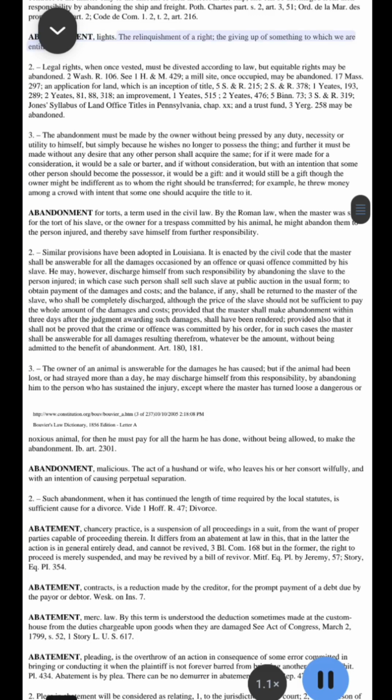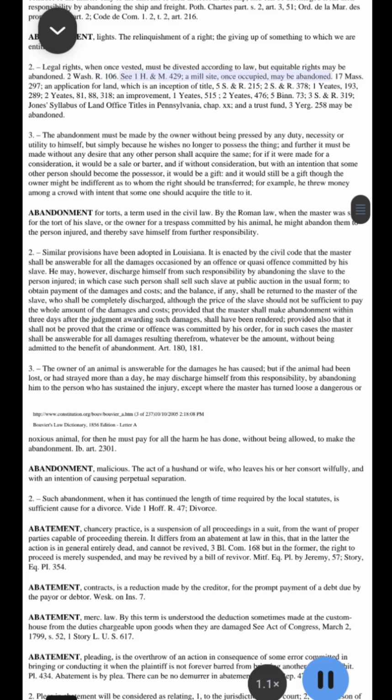Abandonment, rights. The relinquishment of a right, the giving up of something to which we are entitled. 2. Legal rights, when once vested, must be divested according to law, but equitable rights may be abandoned. 2 Wash. R. 106.